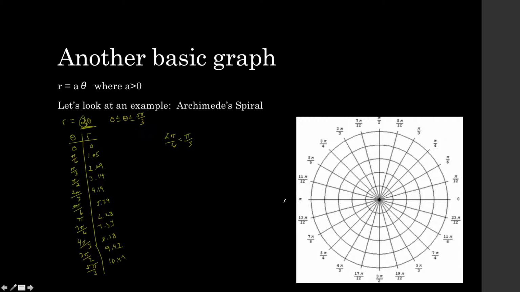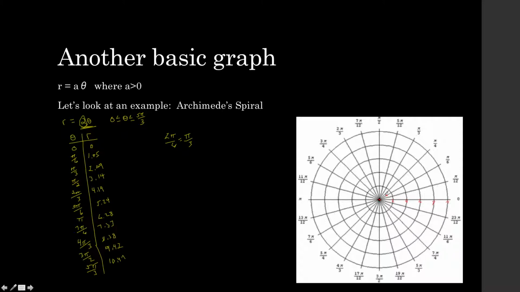Now let's assume that each of these lines here represents 2. So that's 2, 4, 6, 8, 10. That way we have enough lines to get our R's down here. Alright, so 0, 0. Well, of course, that's going to be in the middle there. We have pi over 6, 1.05. So pi over 6 is right here. 1.05 is somewhere right in there.